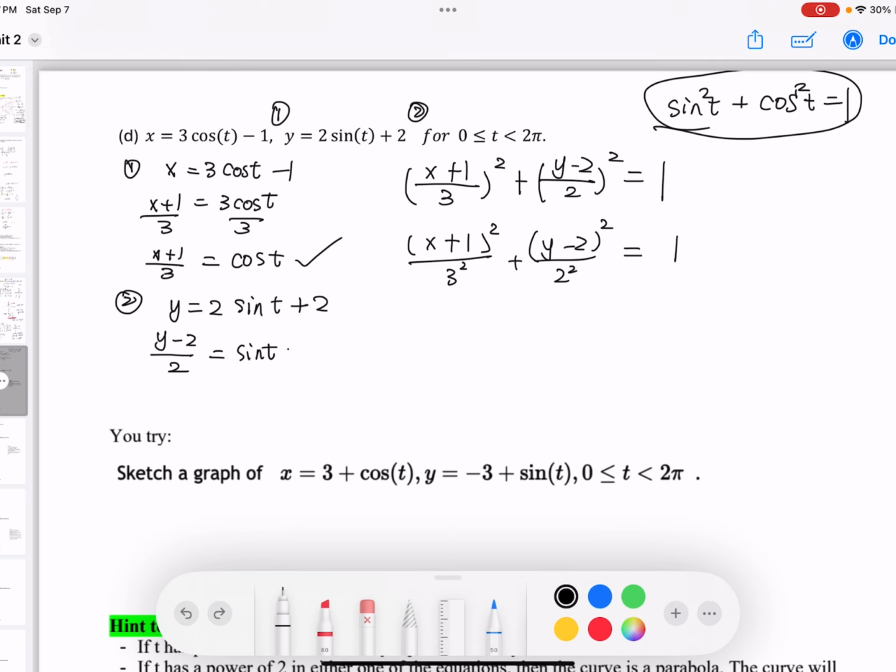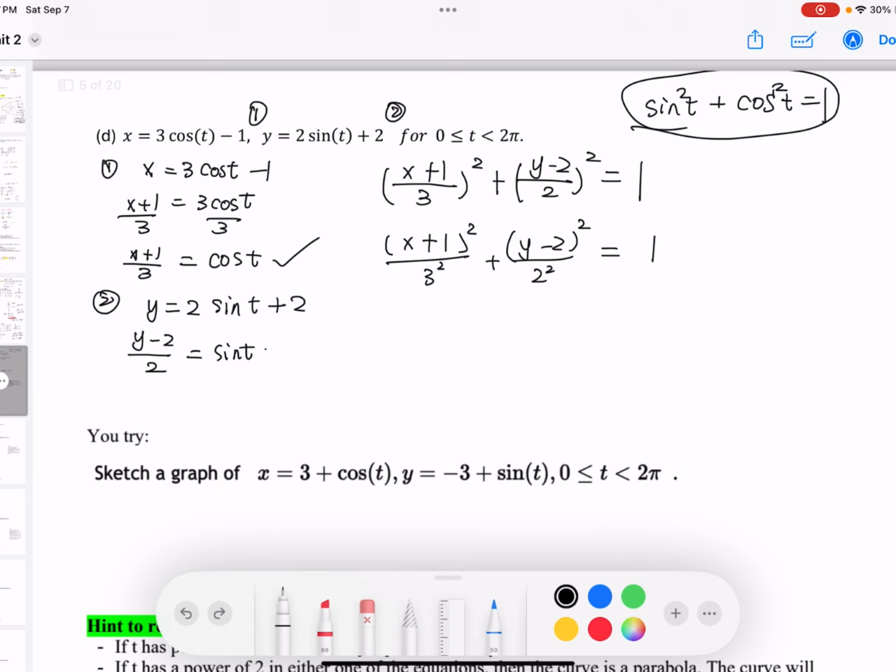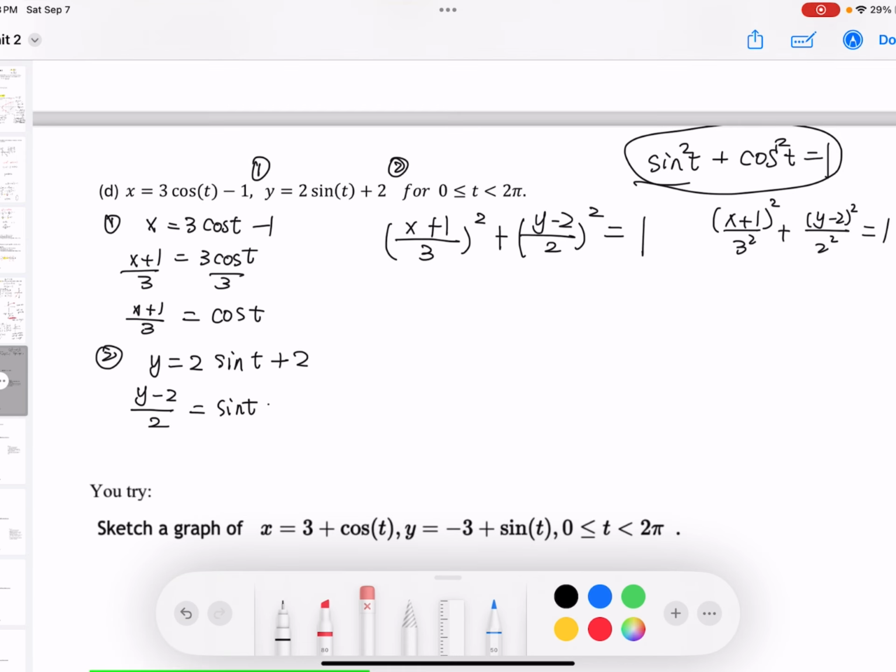Do I need to graph it? I think so, because the question says we need to graph it. Let's move this one to the top. We have more space. Okay, let's list the table and find our graph.